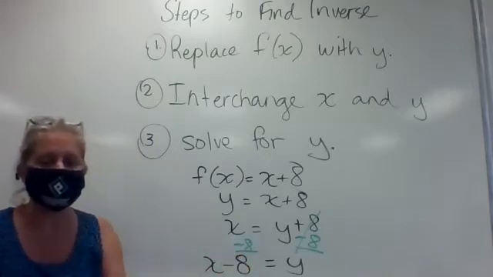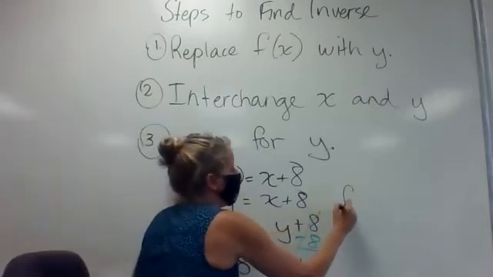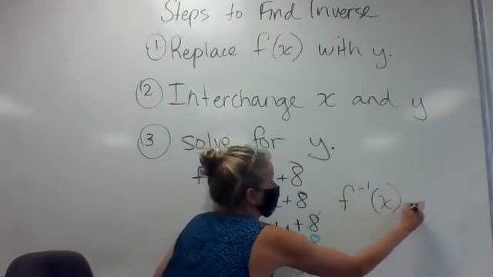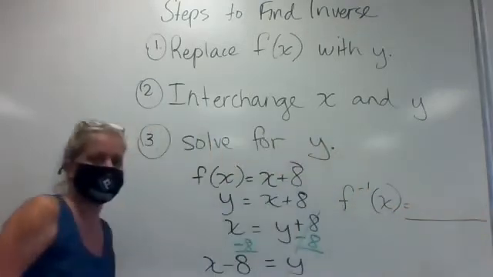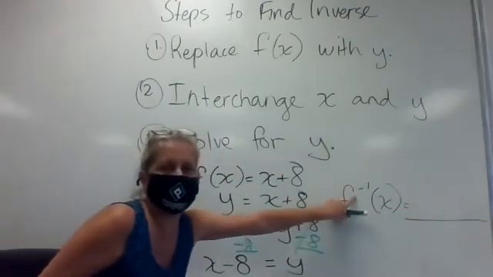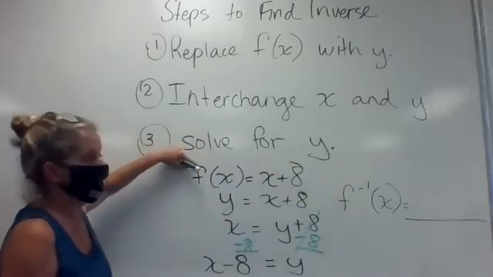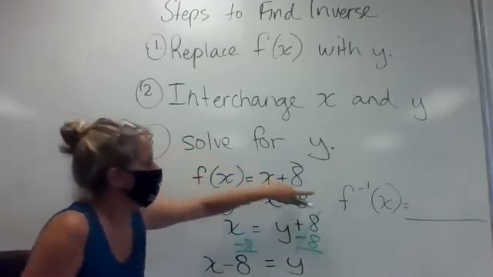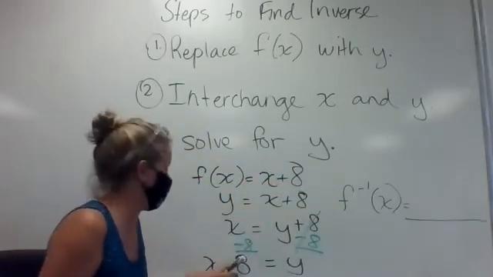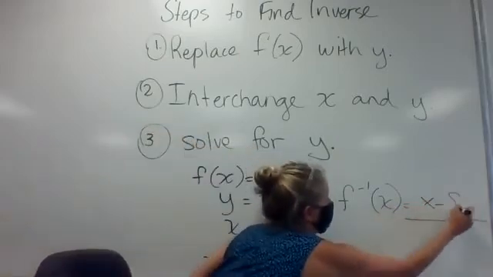Now, when you're looking at the sheet, it's going to say f to the negative 1 of x equals, there's your answer. This right here means inverse. So here was the original function. It's inverse, which is what you just found. So that's where you put the x minus 8.